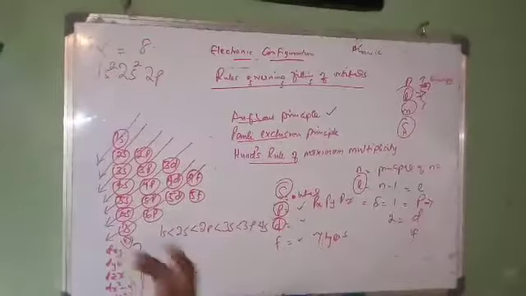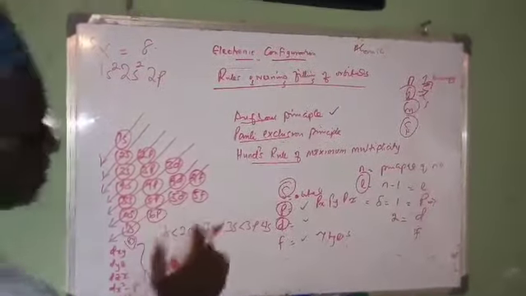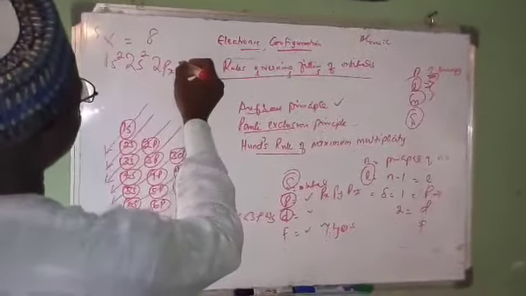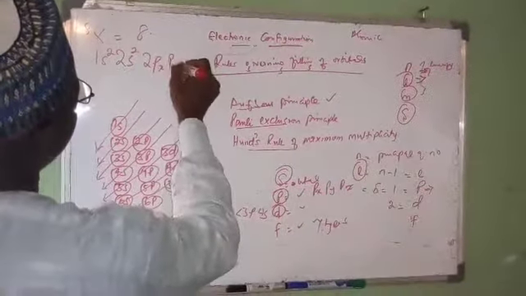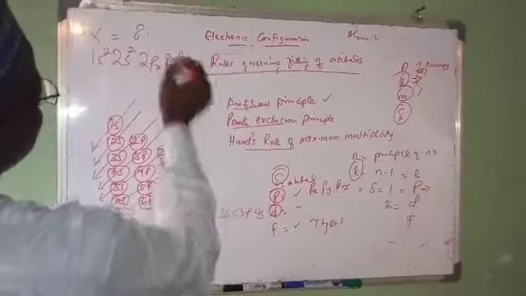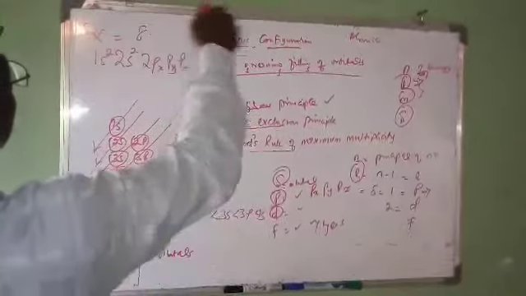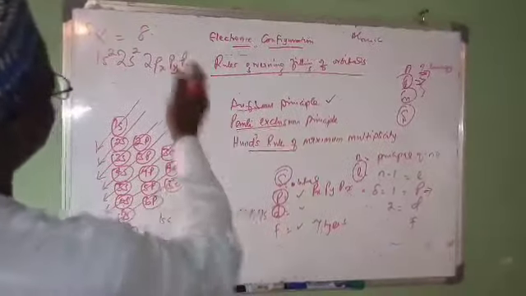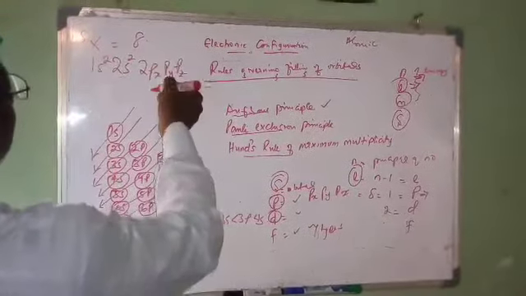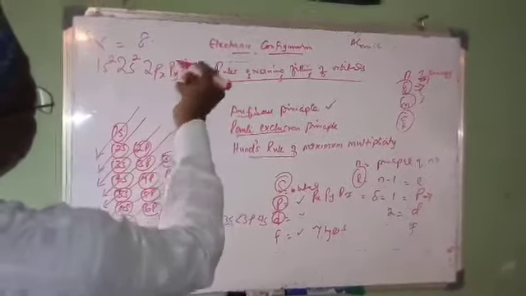We refer to them as degenerate orbitals. These are orbitals of the same energy. So we have the 2px, the 2py, and the 2pz. You can fill in any of the p orbitals because they have the same energy, but preferably you start from the px orbital before the py and the pz.